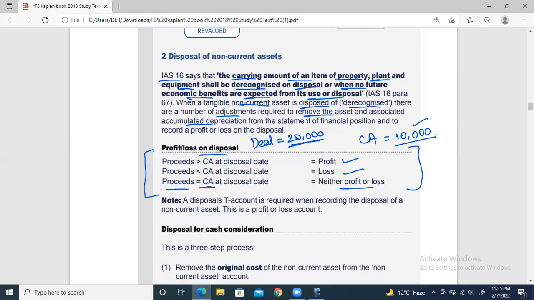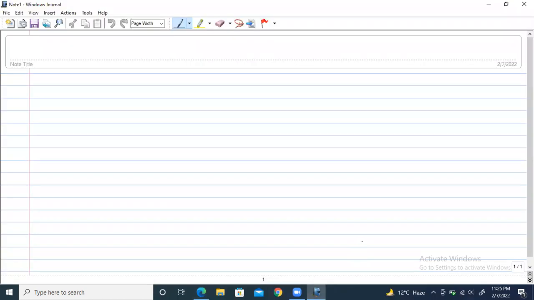Now we're discussing the steps for the disposal. Disposals are basically of two types. First of all, the one in which we receive cash. So the first disposal is when we sell the asset and in return we simply get cash.